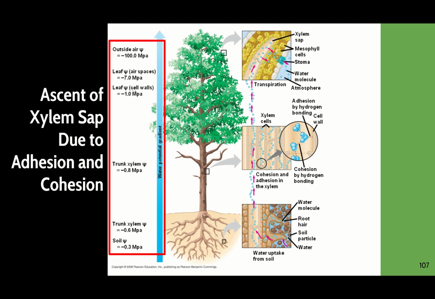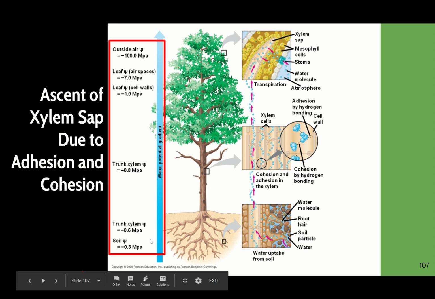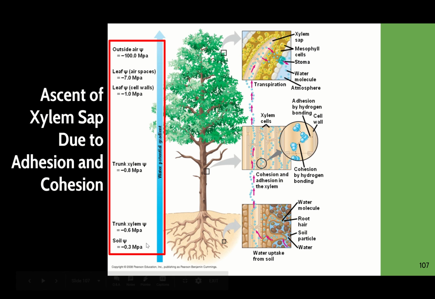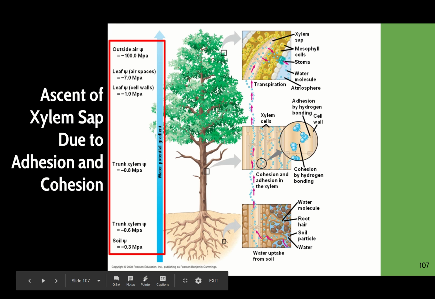Same with the cell walls in the leaf. It's going to have a more negative water potential than the trunk xylem, as well as the leaf air spaces. So these are going to be the spaces around the mesophyll cells in the leaf. It's going to pull the water into the outside air, which has a water potential of negative 100 megapascals. So you can see, based on our concept of water potential, how this pulls water from the roots to the tips of the leaves.